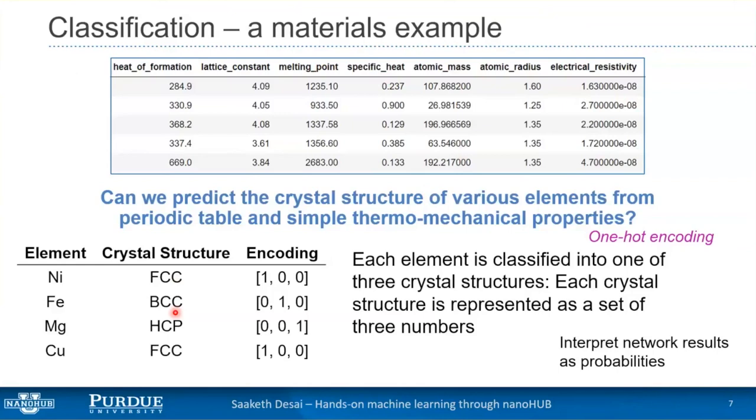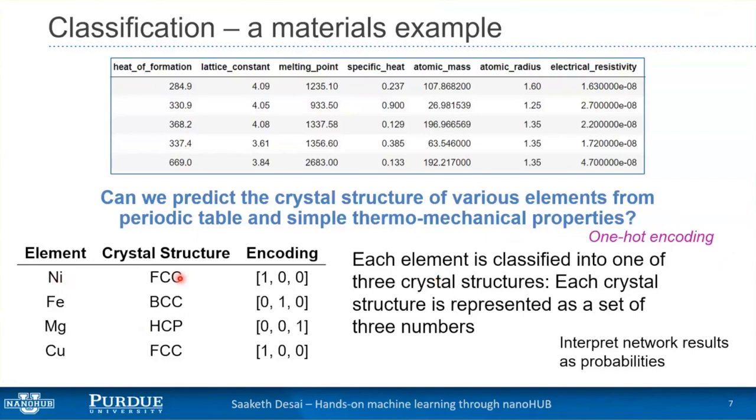These are strings, and you would imagine that working with these strings can be difficult. So one way to mathematically encode these strings is to use something called one-hot encoding. So what is one-hot encoding? Let's say we have nickel, the crystal structure of which is FCC.